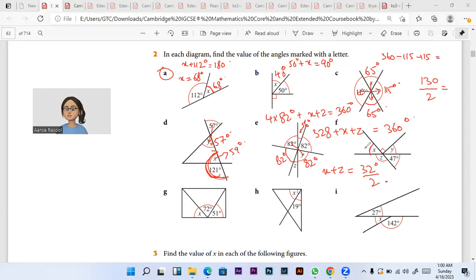Over here again, the vertically opposite rule applies. X will be 47 degrees because they are vertically opposite, you can see. Okay, now here the straight line rule applies. See over here, which rule applies? Straight line rule. Got it?